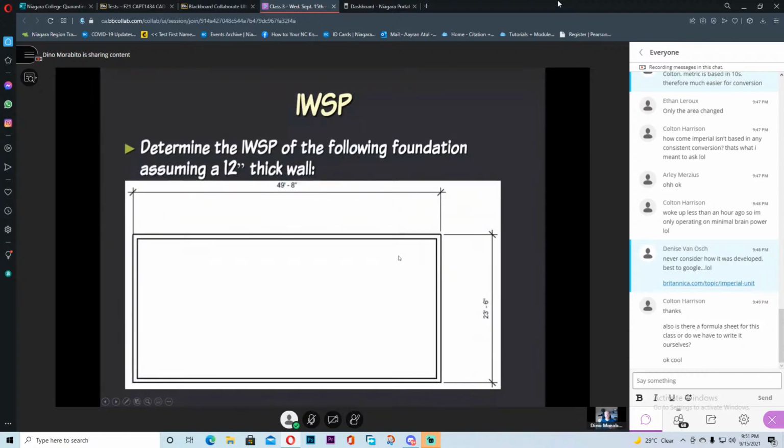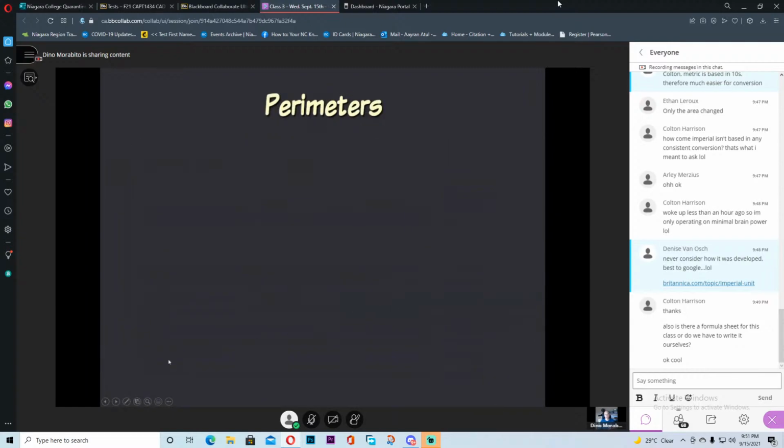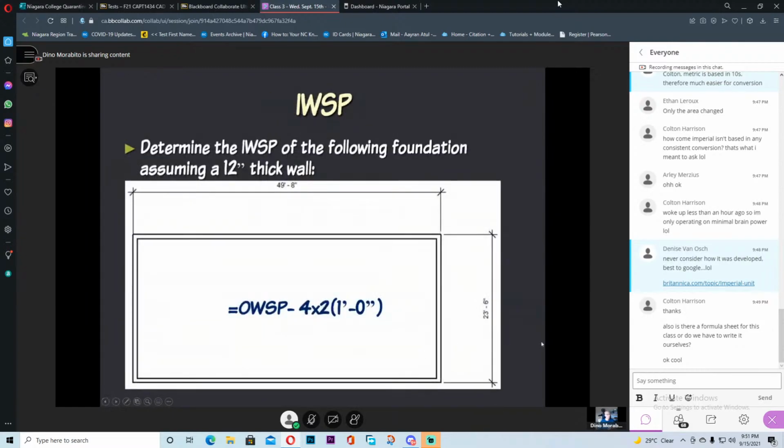So now, instead of all that extra calculation, I just take the outside wall surface perimeter minus 4 times 2 times the 1 foot or 12 inch thickness. Whoops, let me go back. And that'll get me to my answer quicker. A lot of what we're going to do is going to be predicated on starting with this OWSP calculation, and then we're going to work off of that number. Saves us a lot of math.